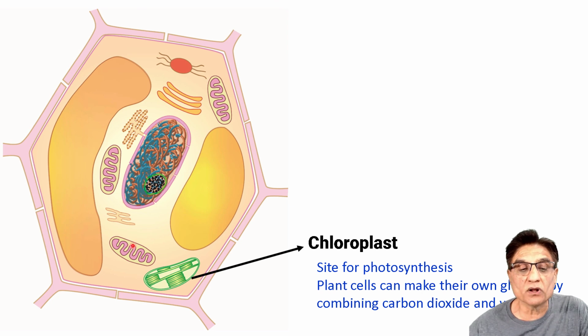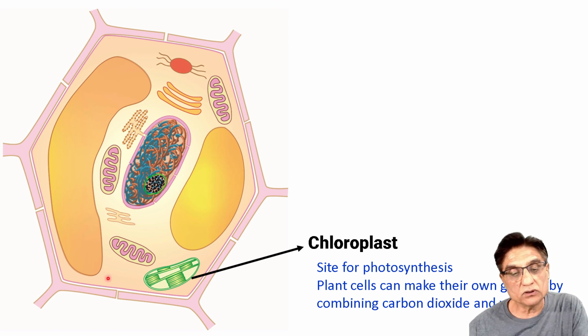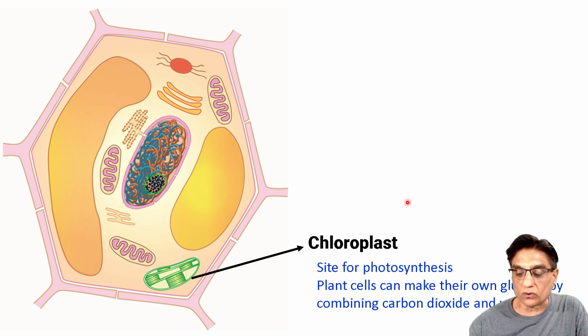And then those food molecules can be pushed through cellular respiration in the mitochondria, energy can be produced, and then the rest of the cell can function just like us. But the food molecules are produced by the chloroplast. That's a major difference.